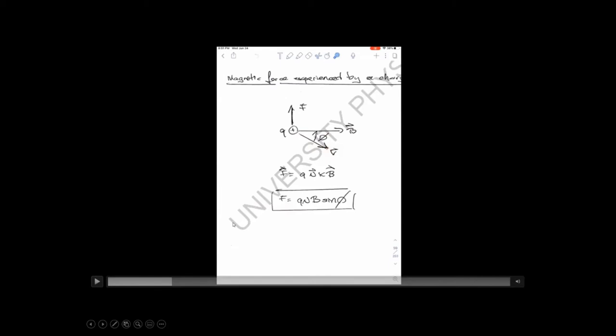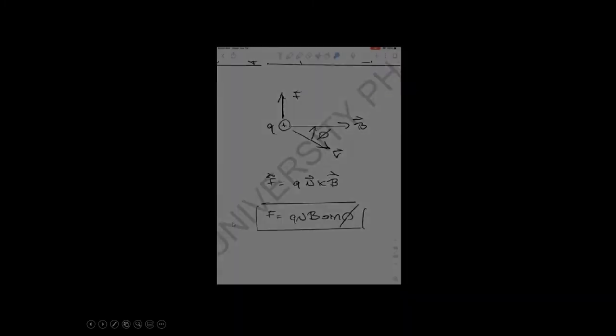All right, so this is the vector representation and this is the scalar representation of the same thing. So q is the charge, which is moving at this speed or at this velocity. Here's the strength of the magnetic field within which the charge is moving. And this represents the angle between the direction of the motion as well as the external magnetic field. That's it.